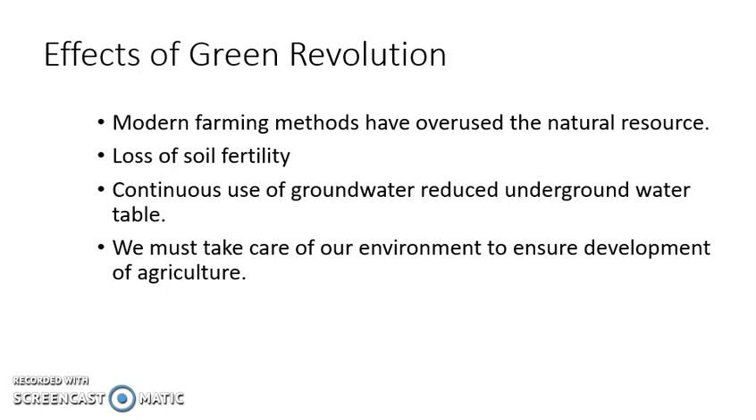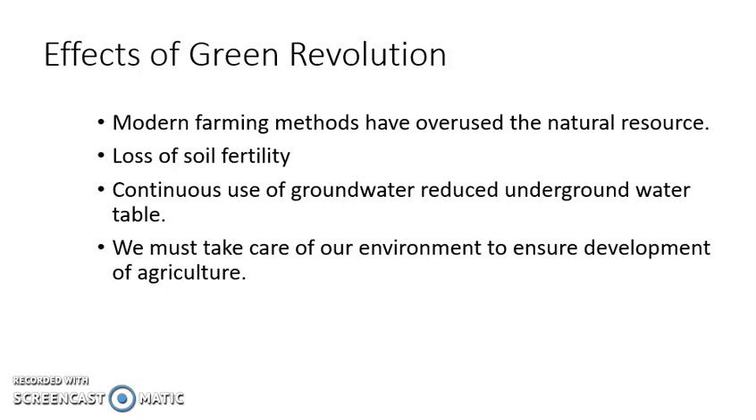As we know, the Green Revolution is good to increase production, but at the same time it also has many drawbacks. When we use modern farming methods, which are a part of the Green Revolution, if we overuse the natural resources, or a large amount of natural resources is exploited, this also creates loss of soil fertility. Most of the techniques, like high yield variety seeds, need pesticides and also fertilizers. Because of that, the natural fertility of the soil can be lost.